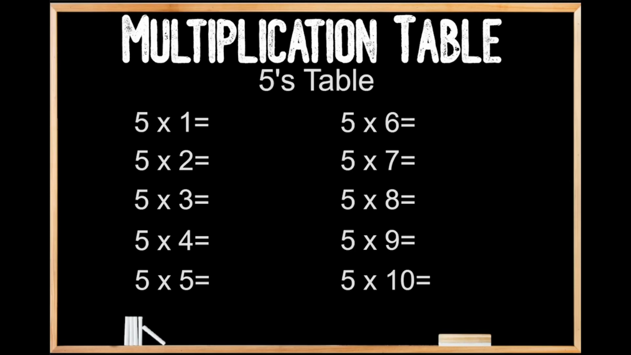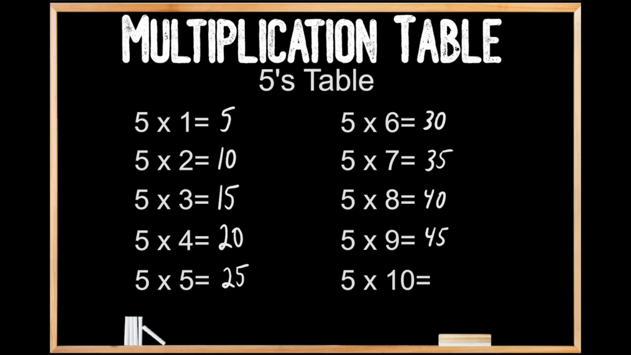Fives table. 5 times 1 is 5. 5 times 2 is 10. 5 times 3 is 15. 5 times 4 is 20. 5 times 5 is 25. 5 times 6 is 30. 5 times 7 is 35. 5 times 8 is 40. 5 times 9 is 45. And 5 times 10 is 50.